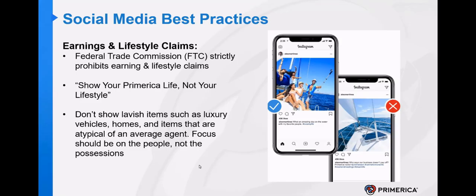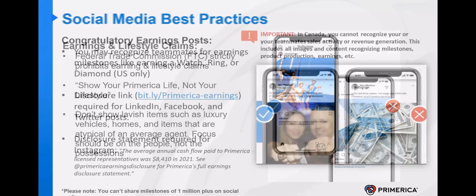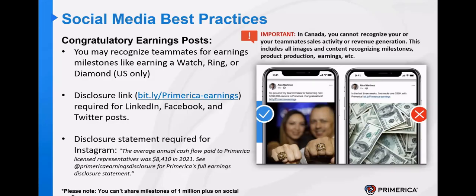Something else you want to keep in mind is congratulatory earnings posts. You can recognize your teammates for earning milestones like a watch, a ring, or a diamond. You just have to make sure you include that disclosure link that is right there on your screen. That is required for LinkedIn, Facebook, and your Twitter post. Due to the formatting on Instagram, you can't add links. So what you would be required to do is include that required disclosure statement that's right there on your screen.